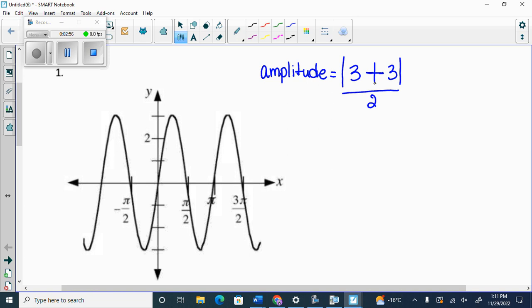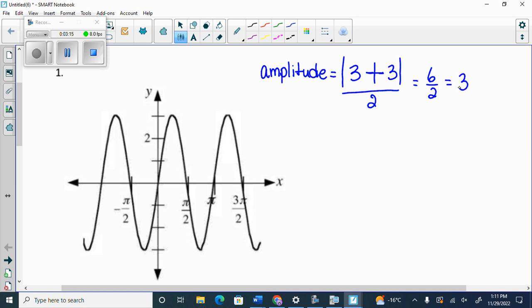What's 3 plus 3? 6. What's the absolute value of 6? 6. Absolute value of any positive is positive. Absolute value of any negative is positive. Right? It's the distance from 0. So we're going to get 6 over 2, which is 3.